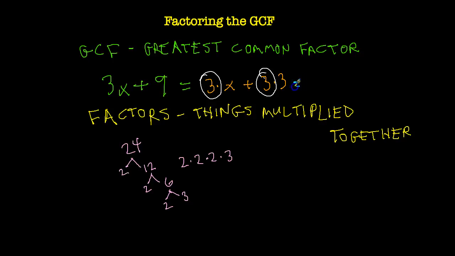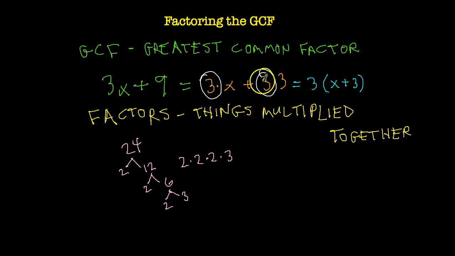So what we end up doing is this. We say, hey, it would be so cool if I could factor out that greatest common factor. And the way we do it is we sort of undistribute. We take that 3 out front and everything that's left over, in this case there's an x and a 3, and we have factored the GCF for 3x plus 9.